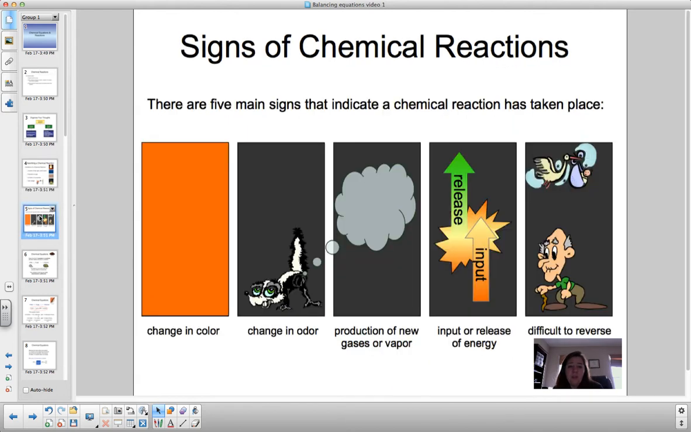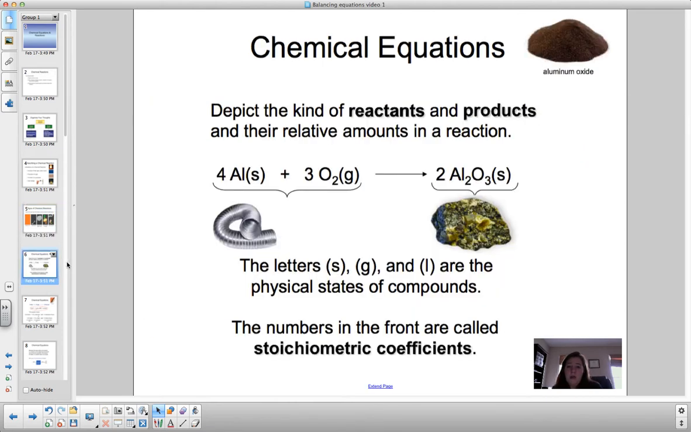So here's a couple signs: change in color, change in odor, the production of a new gas or vapor, if you are releasing any type of heat, or if it's difficult to reverse. Okay. So I think we've gone over these at the beginning of the year, but it doesn't hurt us to review this.